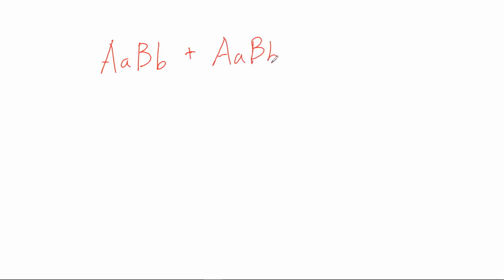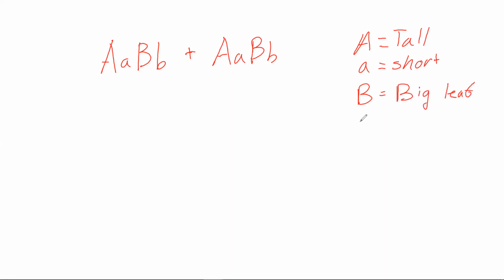Say for instance, I have these two parents. And I need to figure out, how do I do this dihybrid cross? What are all the genotypes, or all the phenotypes, I'm going to have? So let's say capital A is tall, and lowercase a equals short. Capital B equals, let's do a plant thing, B equals big leaves. Lowercase b equals small leaf.